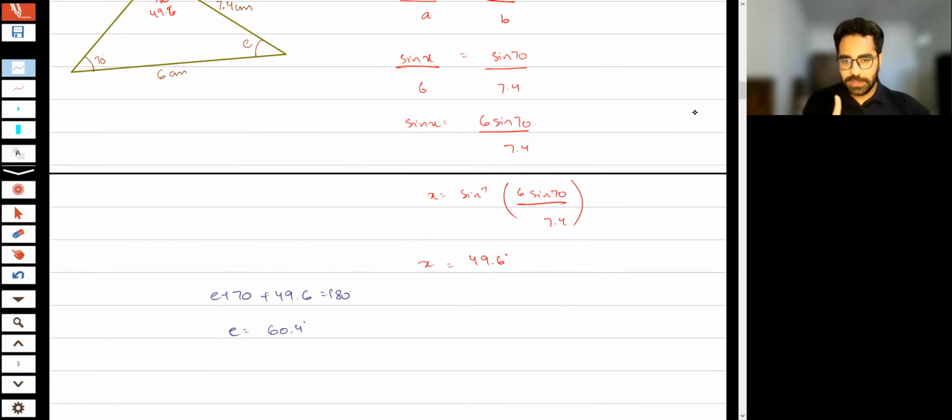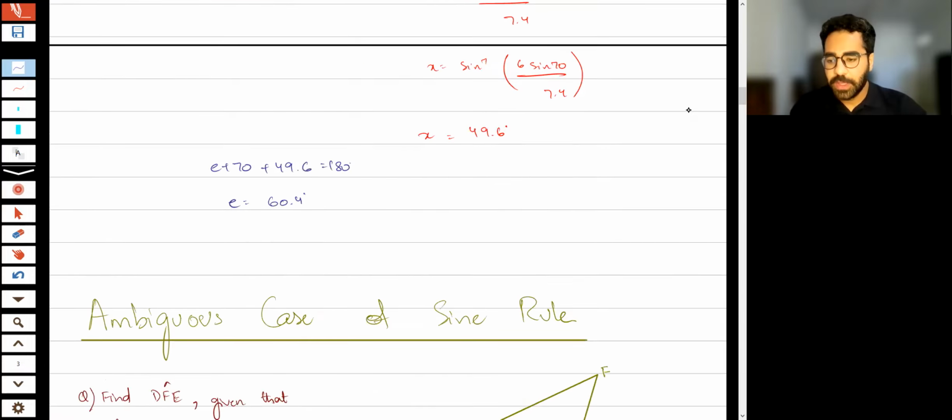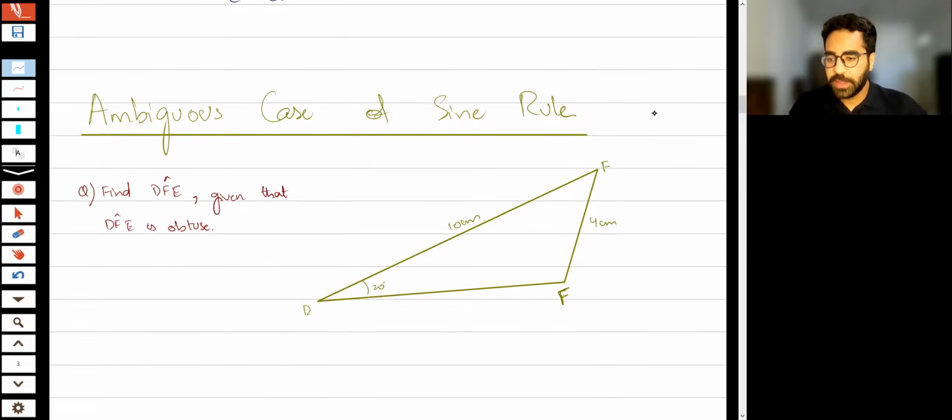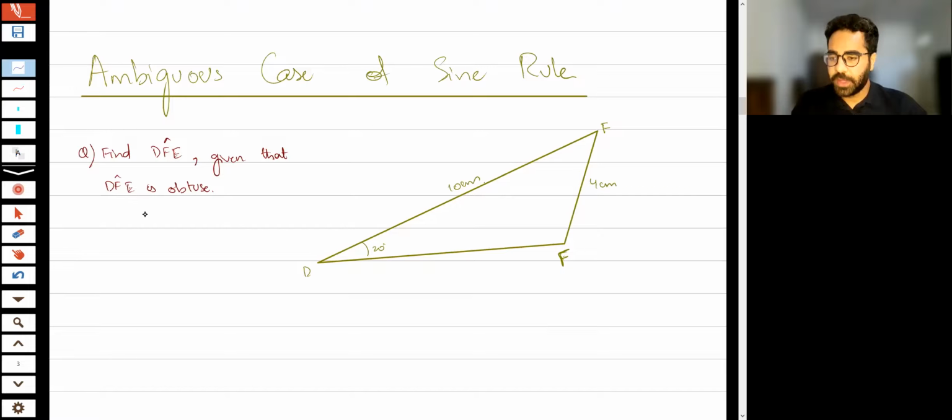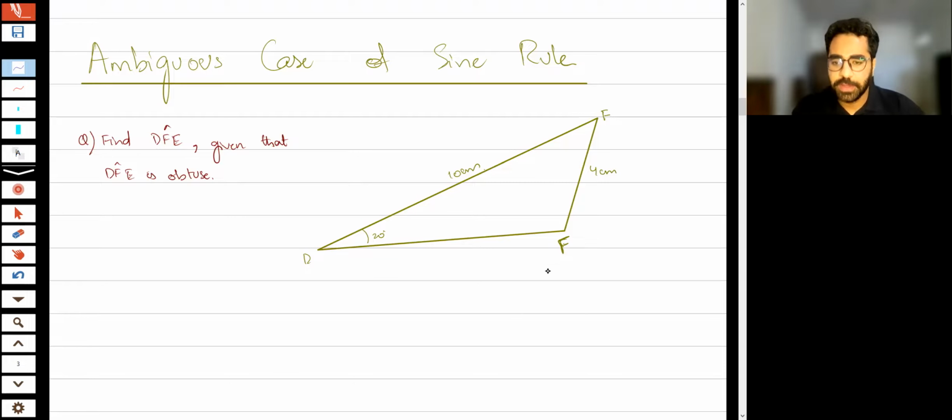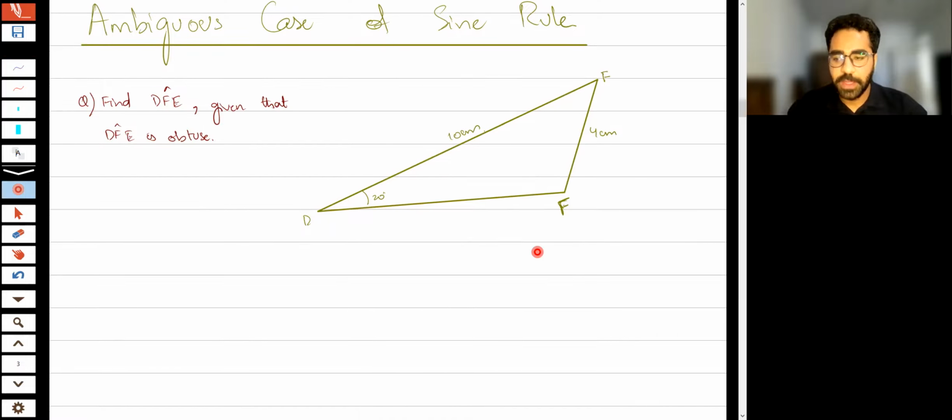Okay, there's just one last thing that I have to discuss with you guys, and that is the ambiguous case of the sine rule. इसमें होता क्या है? इसमें होता ये है कि I have been given this angle DFE as obtuse, ठीक है, and I have to find this angle. तो एंगल DFE मैं निकालूंगा, और ऑब्ट्यूस मैंने दिया हुआ है. तो ऑब्ट्यूस का मतलब क्या होता है? ऑब्ट्यूस का मतलब ये होता है कि my value of the angle is greater than 90 but it's less than 180 degrees. Okay, so let's find this out first.